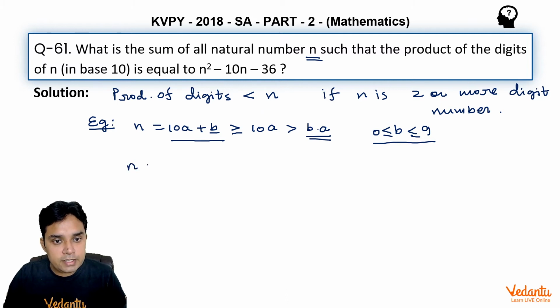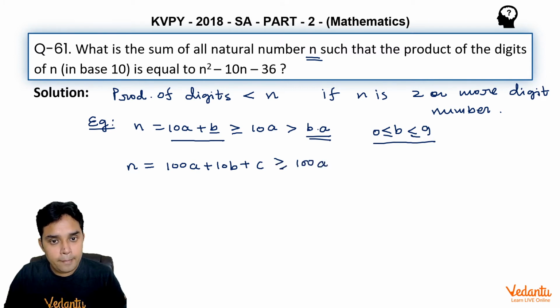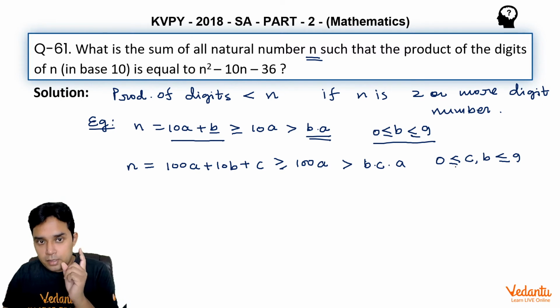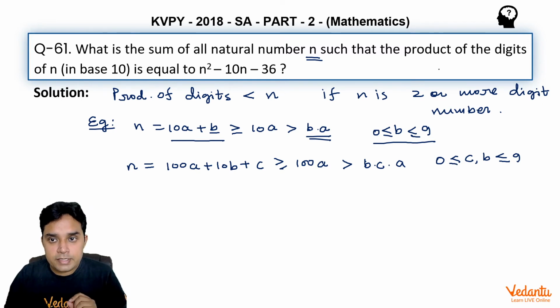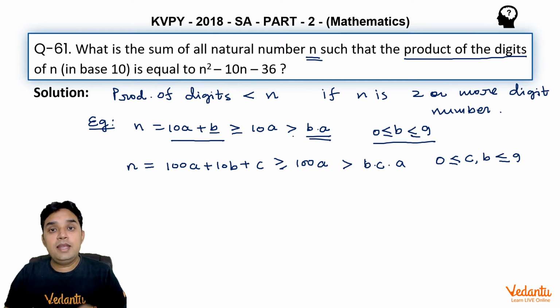You can check it for a three digit number also. If the three digit number is 100A plus 10B plus C, this I can write as greater than or equal to 100A. If B and C both are 0, then it will be an equality. Otherwise it will be a strict inequality. And once again, because B and C are between 0 and 9, this will be greater than B into C into A. So one thing that we have proved here is that the product of digits used in this question should be less than n, number one.